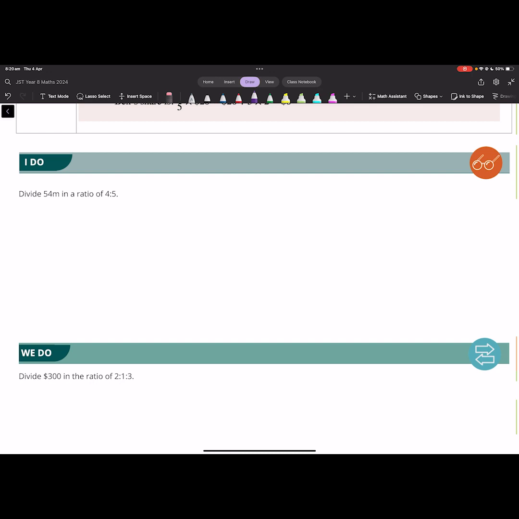Divide 54 meters in a ratio of 4 to 5. So step 1 is always total parts, which is 4 plus 5, which is 9. Now, the second step is one part. What's one part worth? If the total is 54, and we have 9 parts, we can do 54 divided by 9, which is 6. So that means one part of this ratio is worth 6.